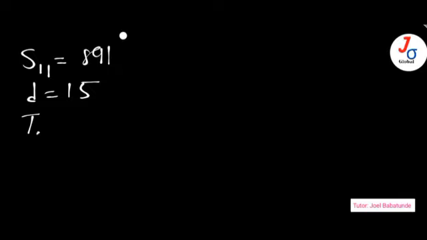Okay, let's say that the sum of the 11th term of an AP is actually equal to 891. And the common difference D is actually equal to 15. Now find the 28th term and also find the 45th term.